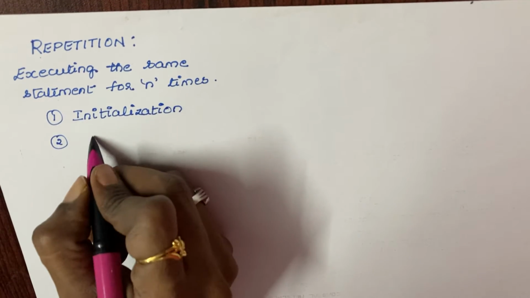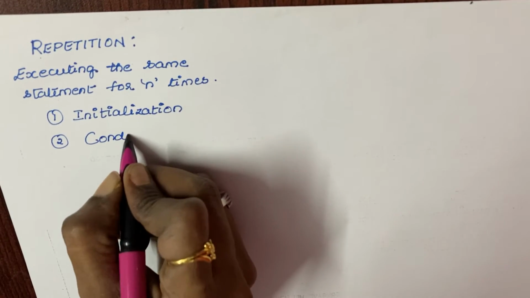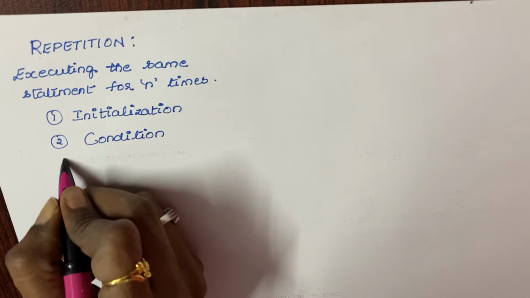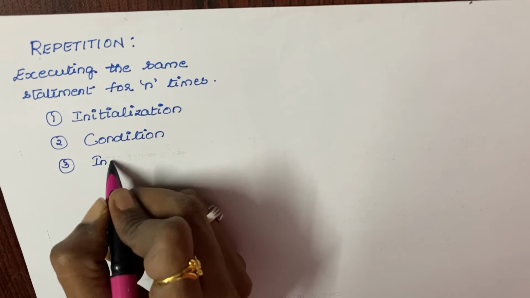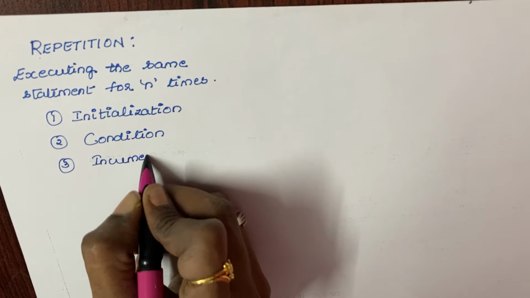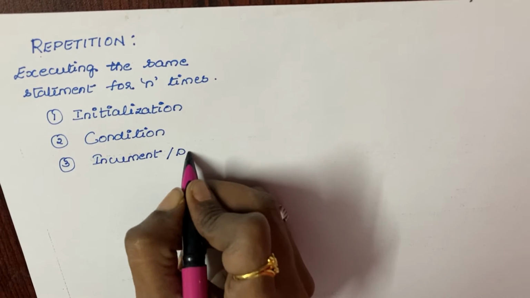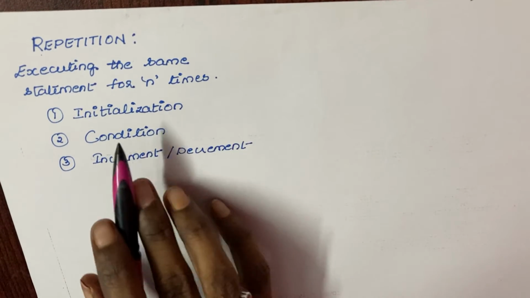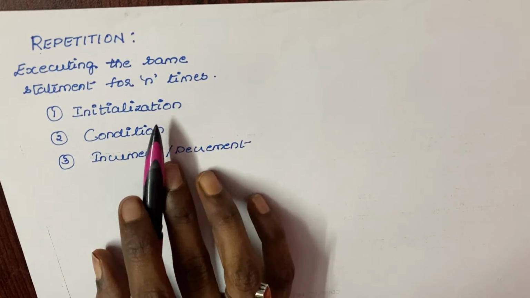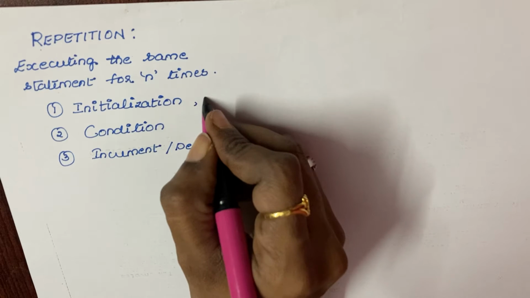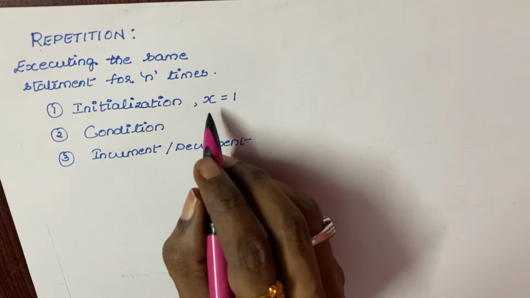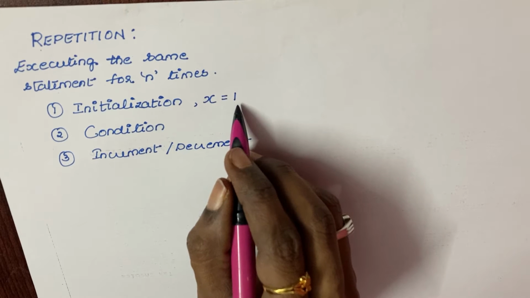Second one is condition, and the final thing is increment or decrement of the value. Initialization means when we take a variable called x, we initialize the value to 1. This is called initialization of the variable.